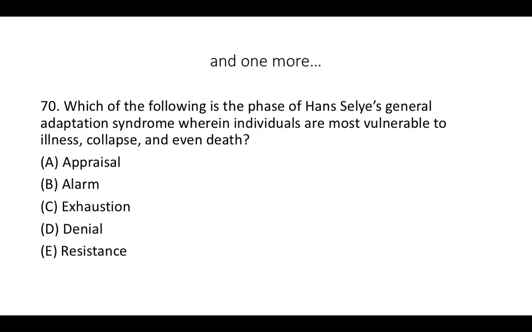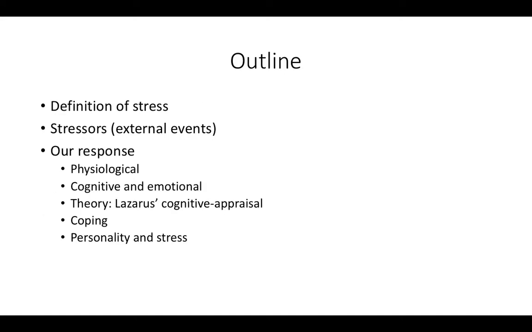Try one more. Which of the following is the phase of Selye's general adaptation syndrome, wherein individuals are most vulnerable to illness, collapse, and even death? Appraisal, alarm, exhaustion, denial, resistance. Go ahead and pause it now if you want time to think about it. And the answer is exhaustion. You may have guessed that, but you definitely need to know Selye's theory. You're likely to get a question or two on it. Well, at least one.